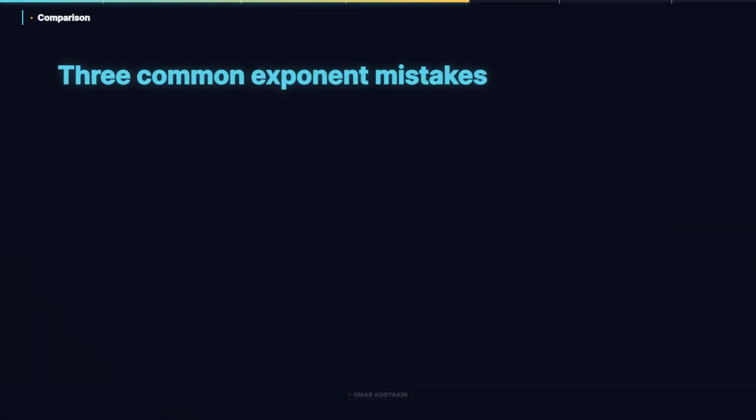Three exponent mistakes that catch almost every algebra student when they first apply the rules. Each one looks plausible at first glance, and each one comes from confusing one rule with another. We go through them one at a time, with the right way to think about each one.